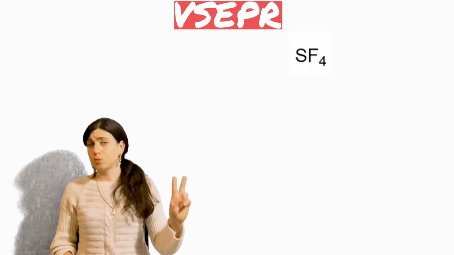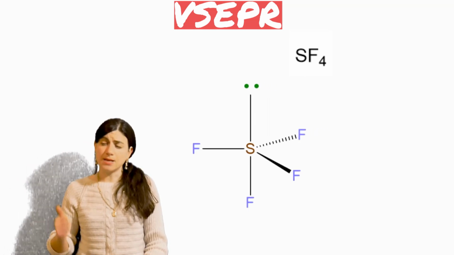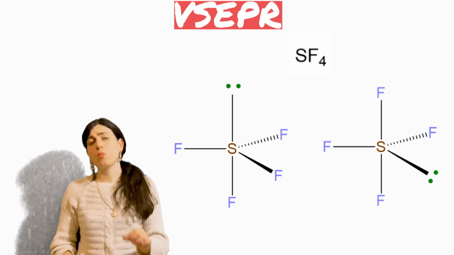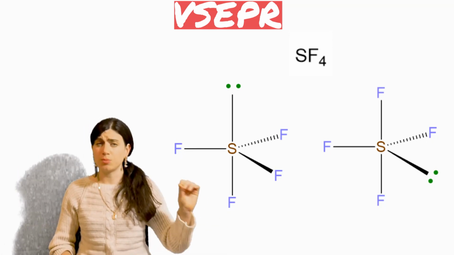So now we can have two possibilities. One is to place the lone pair in the axial position, and the other one is to place the lone pair in the equatorial position.